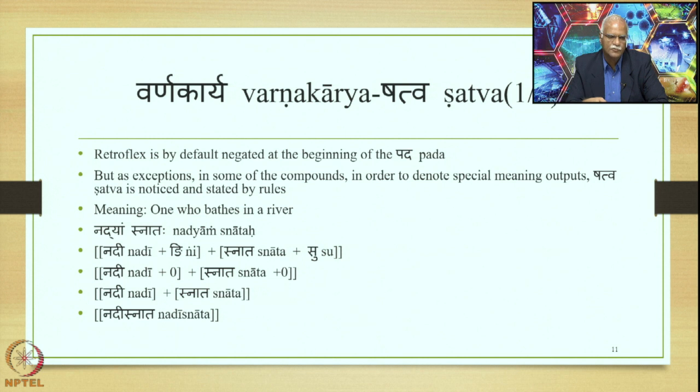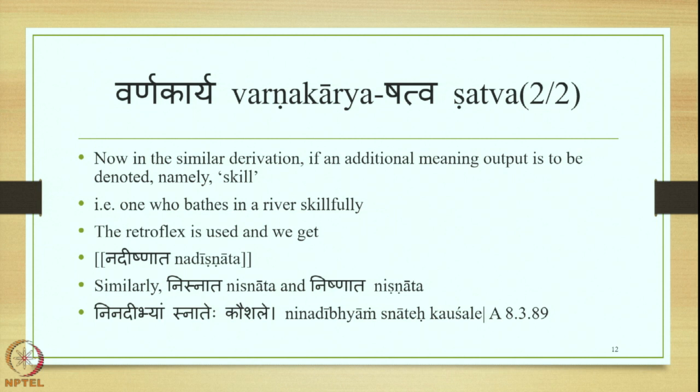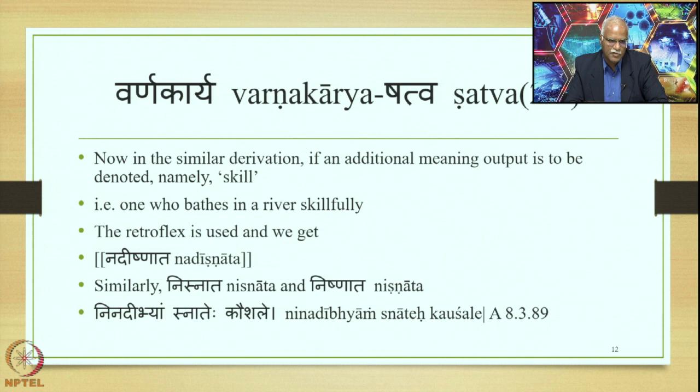So here we have nadi plus ngi plus snata plus su as alaukika vigraha, and then this attains the status of a compound at this stage, so this is a samasa now, and therefore it becomes a pratipadika. Now this su and this ngi become part of the pratipadika, so 2471 applies, and by the application of this supodhatu pratipadika yoho, we delete both the sups, and so we have nadi plus zero plus snata plus zero. And then of course we have nadi snata, and this is the output. Now, in a similar derivation, if an additional meaning is to be denoted, namely skill, that means one who bathes in a river skillfully, the retroflex is used, and we get the output nadi shnata. Nadi shnata means one who bathes in a river skillfully.